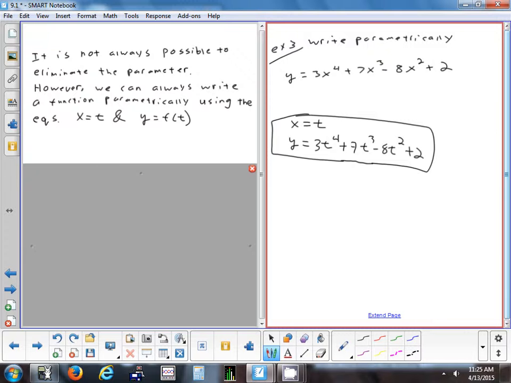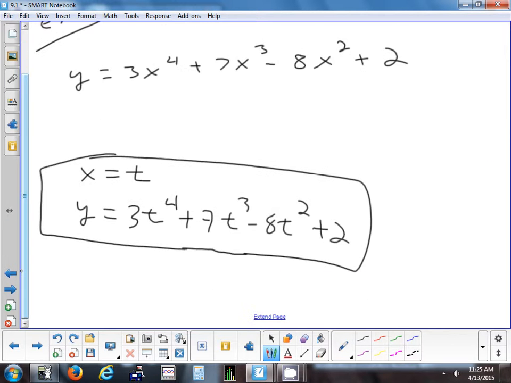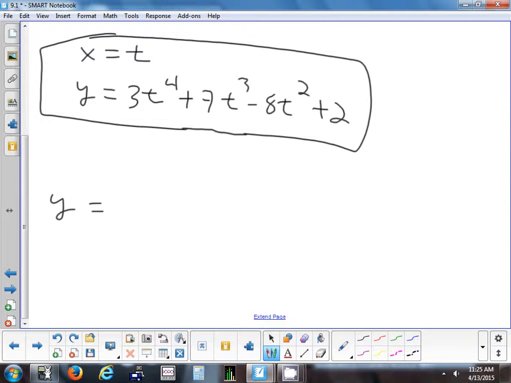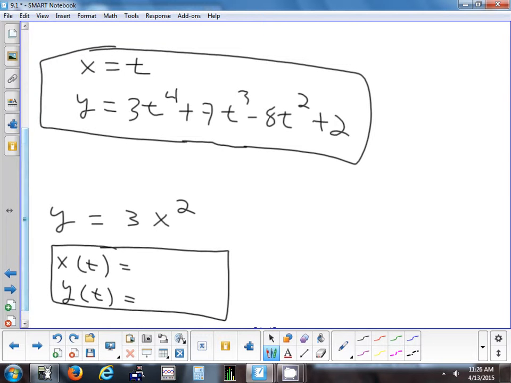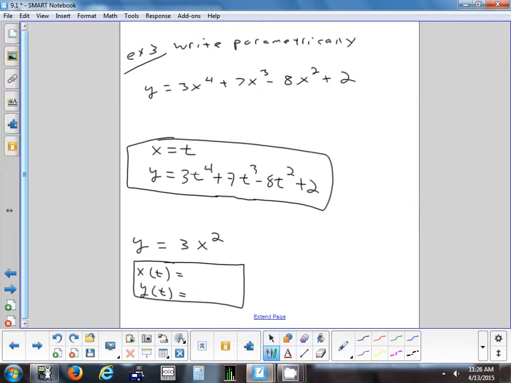All right, let's try another one. Keep it pretty simple: y equals 3x squared. Okay, I want to write it parametrically. Doing it the simple way, what would my top equation be? Just let x equal what? Just let x equal t. And what would the bottom equation become?